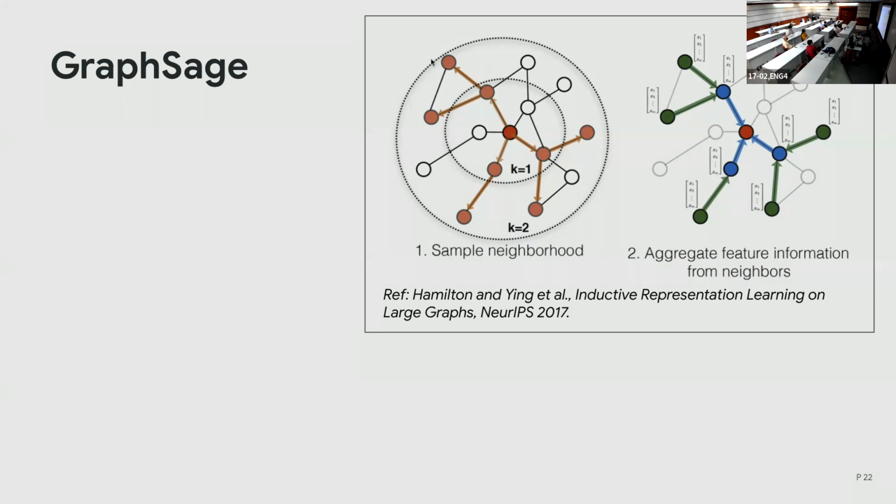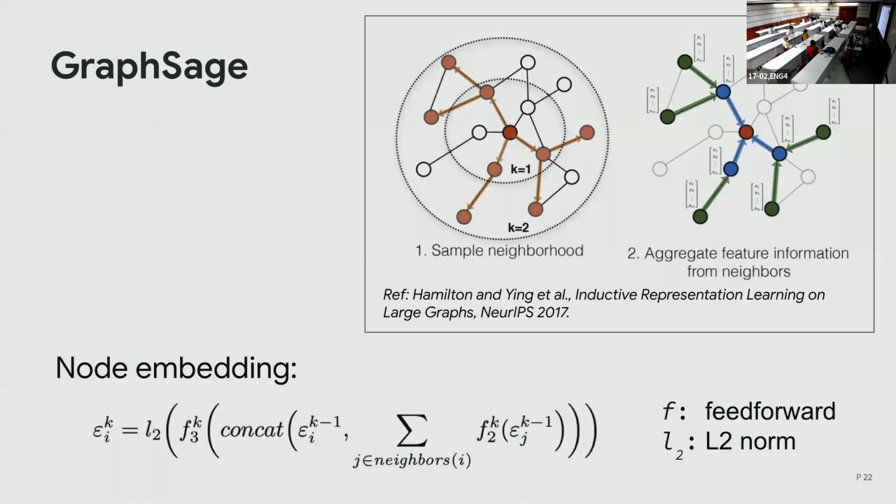GraphSage is a type of GNN that, instead of considering all the neighbors, for example here for red, you might end up ignoring some of the neighbors, and this actually shows a better generalization. So we use GraphSage in particular for our cost model. And here is some formulation if you want to see some math.